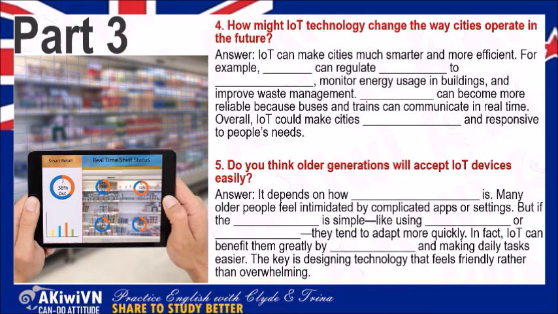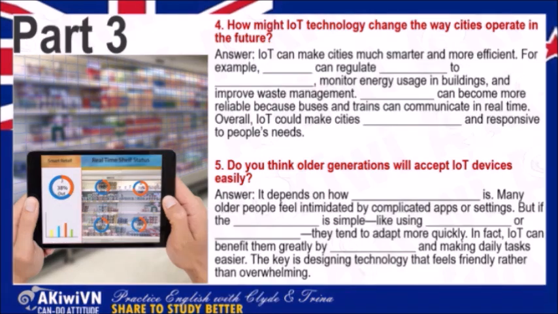Part 3. Question 4. How might IoT technology change the way cities operate in the future? Answer.